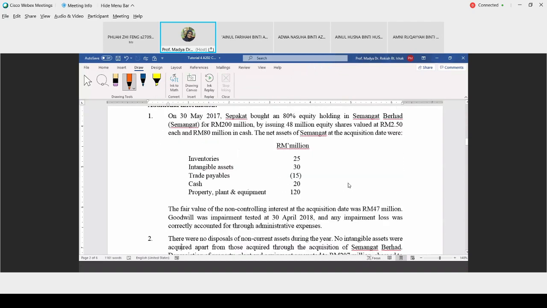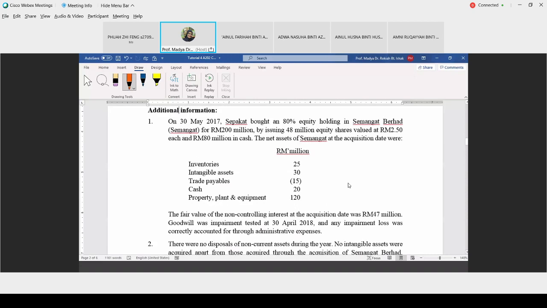Okay, we just want to analyze the information first. When I show the time, we prepare the statements. So for the information that we have here, we analyze the additional information first. We're going to discuss question 3 later.